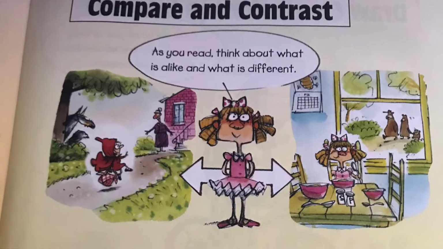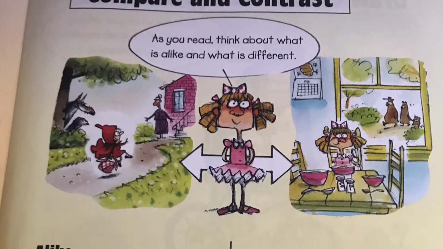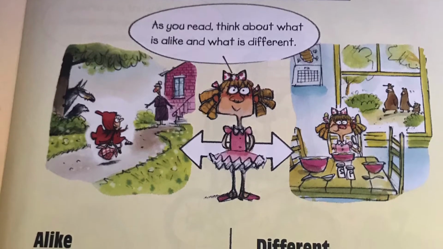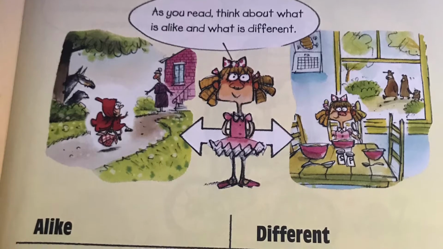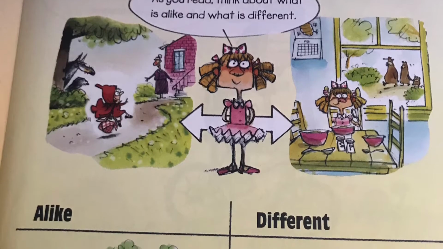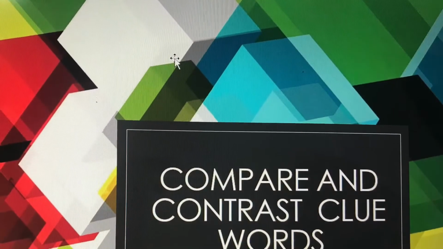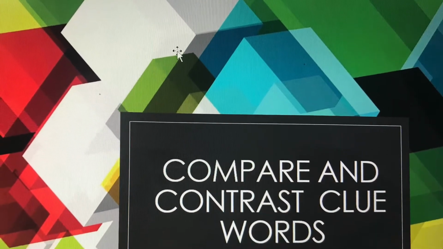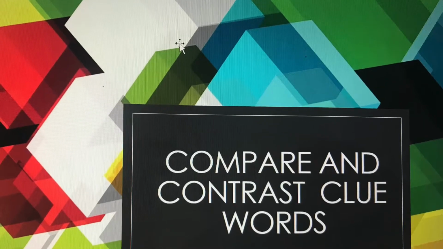So today we are going to learn compare and contrast by using a Venn diagram. I'm giving you some clue words also, which are going to help you in writing the similarities and differences. When you compare and contrast two things, you should look for similarities and differences between both the things. Now, I'll give you some clue words to write similarities and differences.